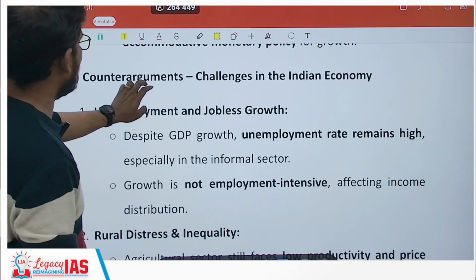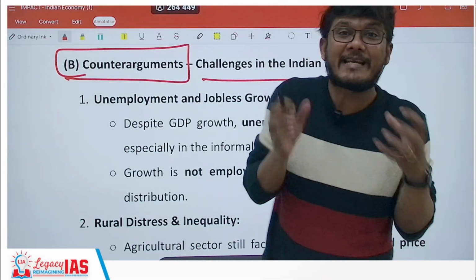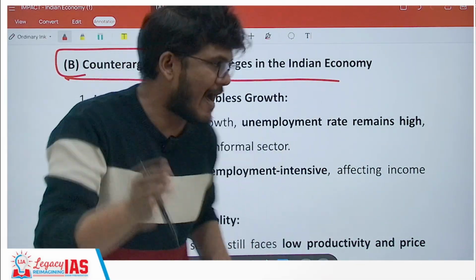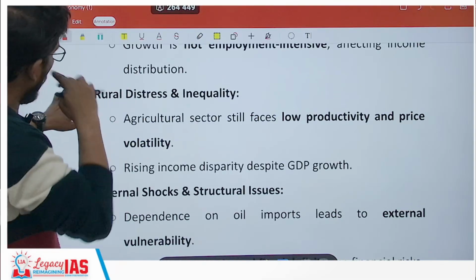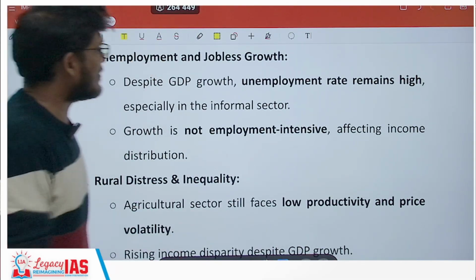So mention that as well. However, the counter argument, as I said, will be dealing with the challenges of this, and then you talk about the overcoming of the challenges. Okay. So what are the challenges that are present?